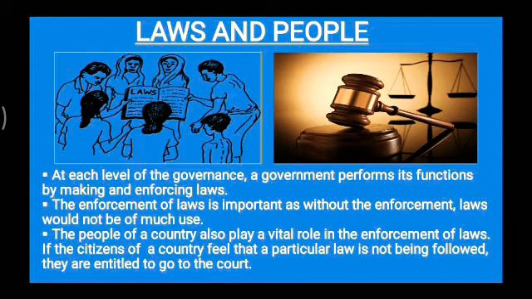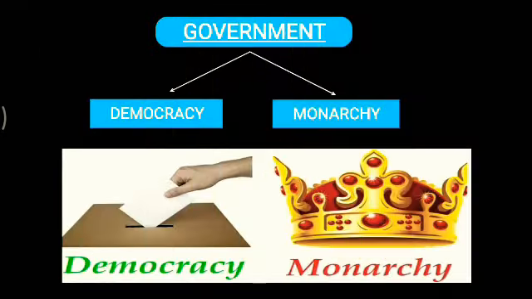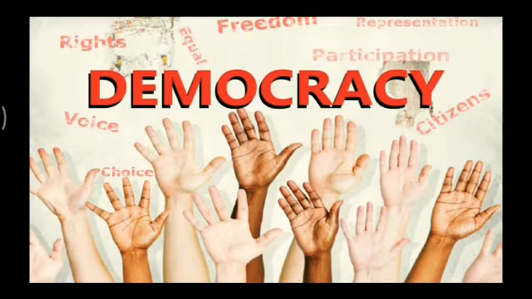Next we have the different forms of government. Now a government can be of different types, such as democracy and monarchy, depending upon who gives the government the power to make and enforce laws. So we'll talk about them one by one. First we have democracy.